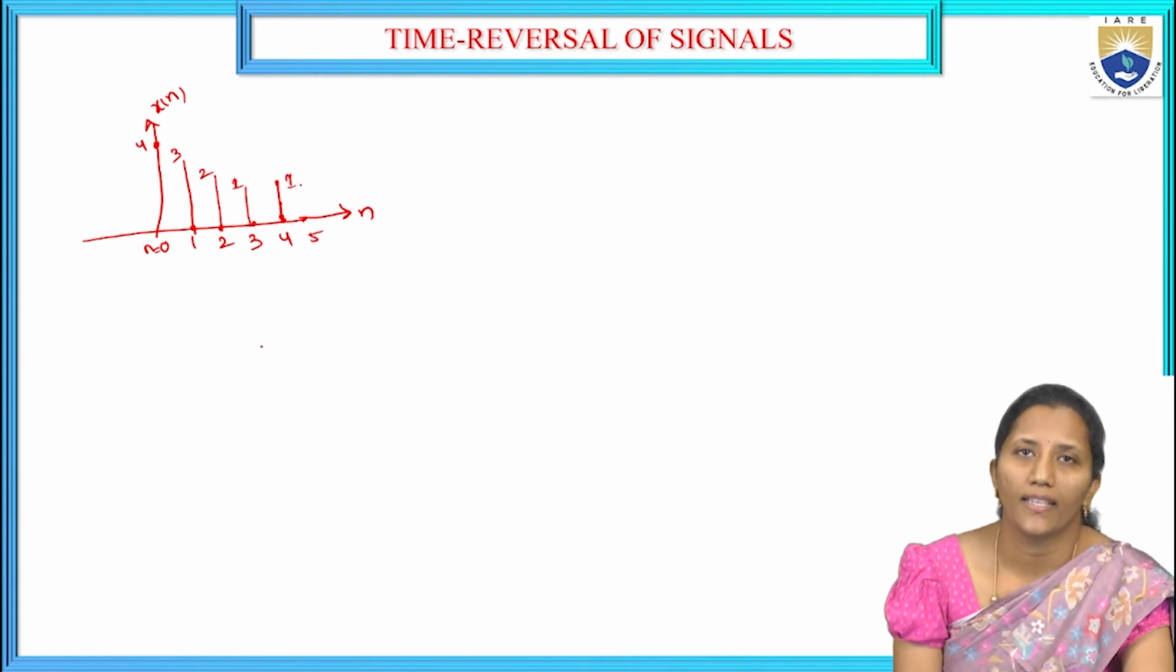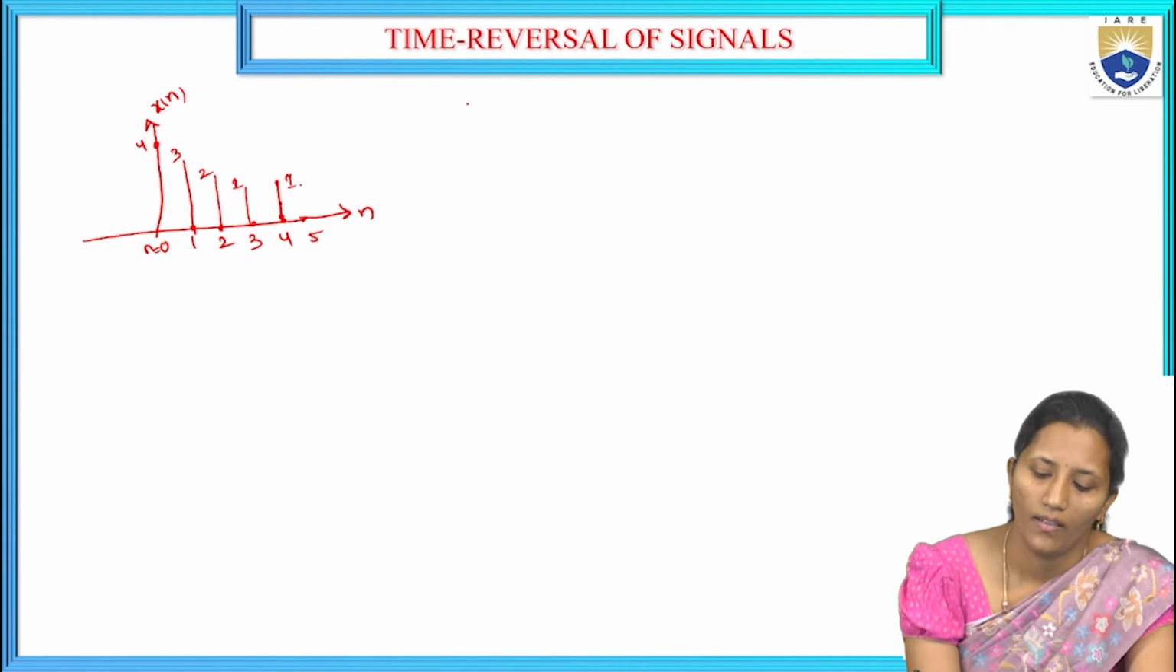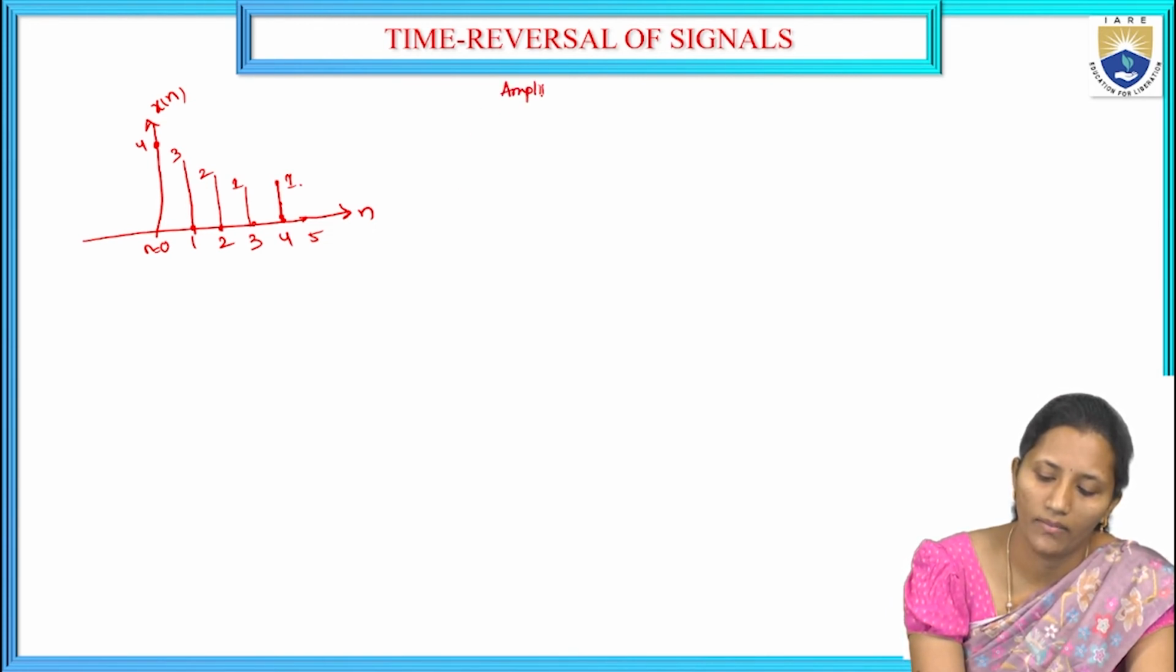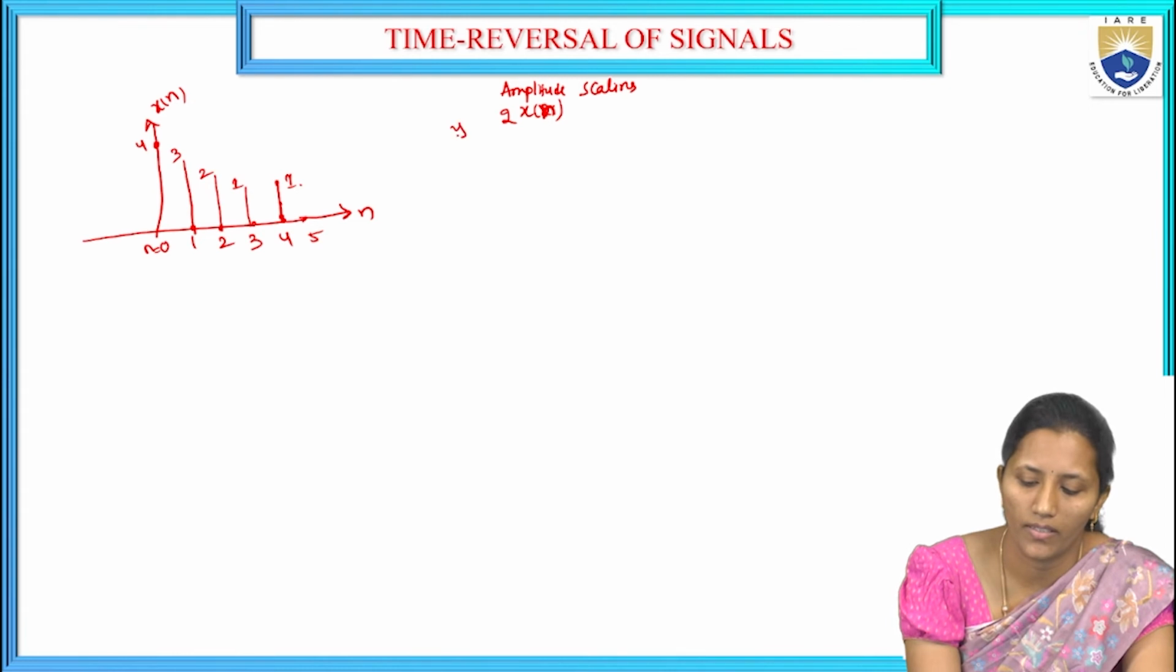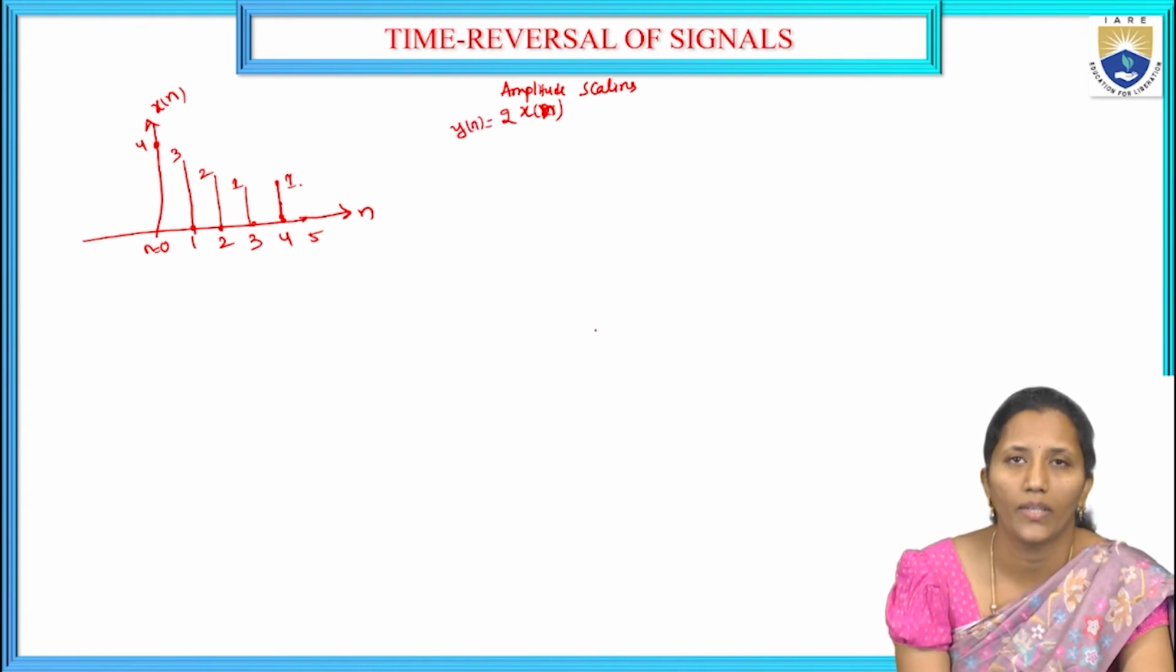This is the original signal x of n. First, we will discuss amplitude scaling. For example, I want to do 2 times x of n. So, amplitude scaling will be denoted by y of n is equal to, here I am taking 2 into x of n.